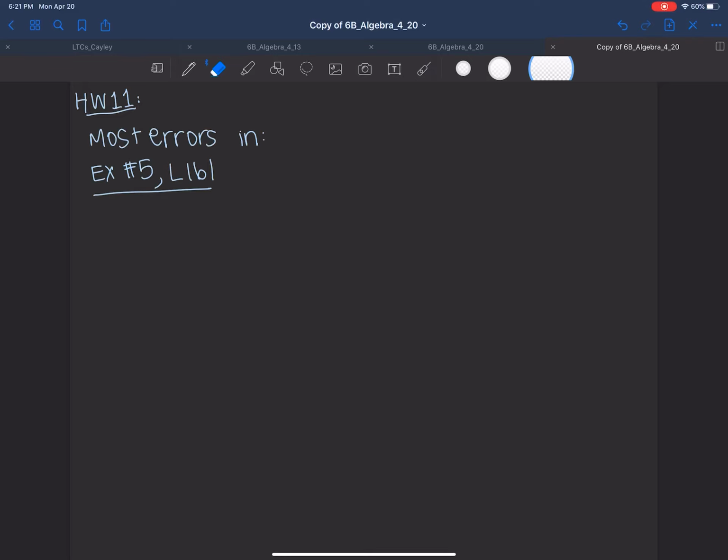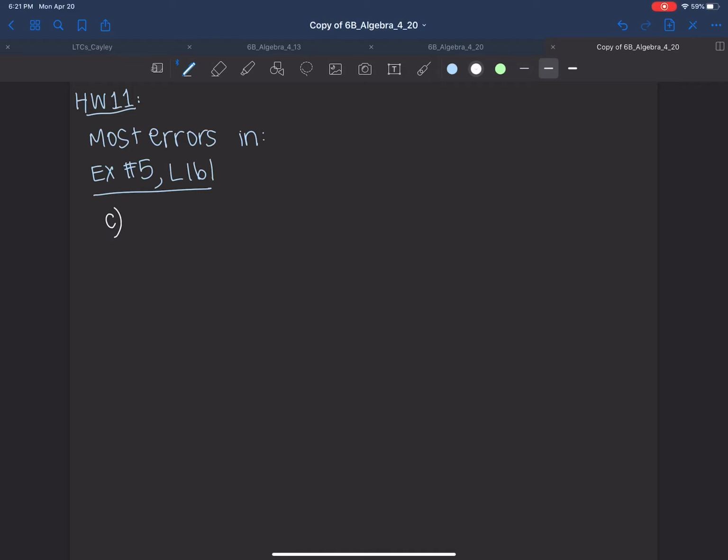So today's lecture was about the homework. Then we talked about lessons 165 through 166. And then we talked a little bit about solving inequalities. Okay, so without further ado, I'm going to jump into the homework.